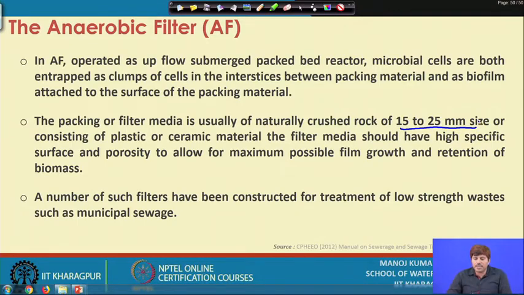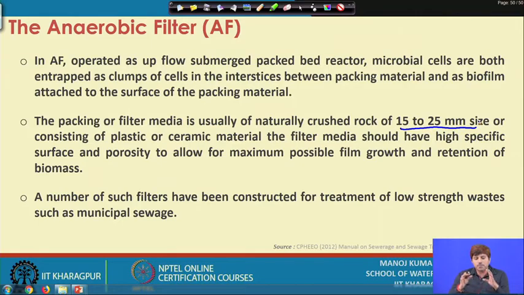A high specific surface and porosity is needed so that the microbes get sufficient space to grow, and maximum possible biofilm growth and retention of biomass is possible. So, we need to ensure a significant amount of surface area as well as porosity in the system. A number of such filters have been constructed for the treatment of low strength wastewater such as municipal sewage at many places.